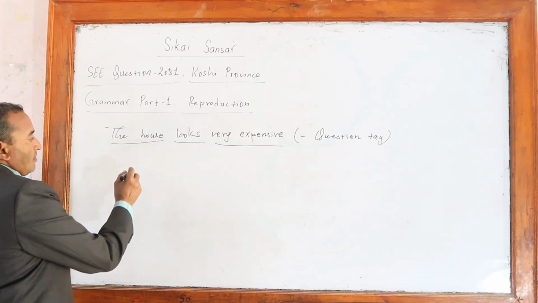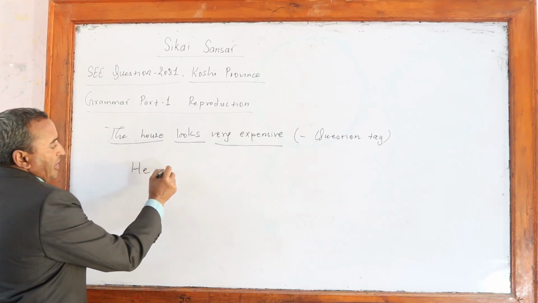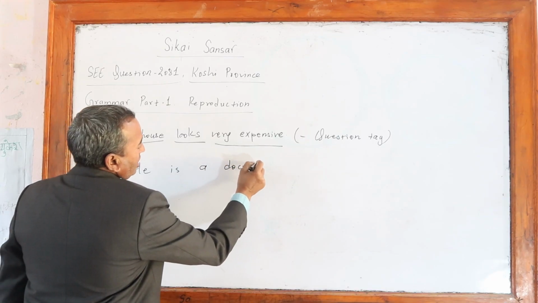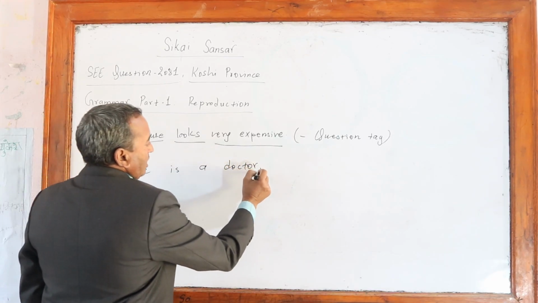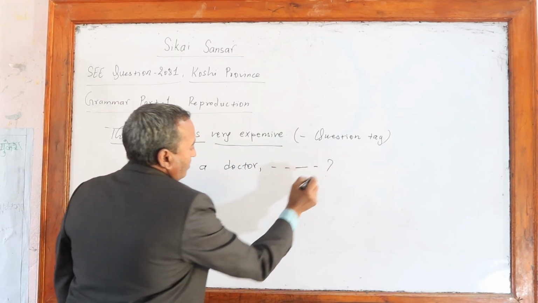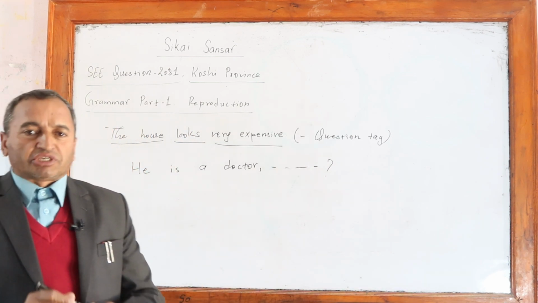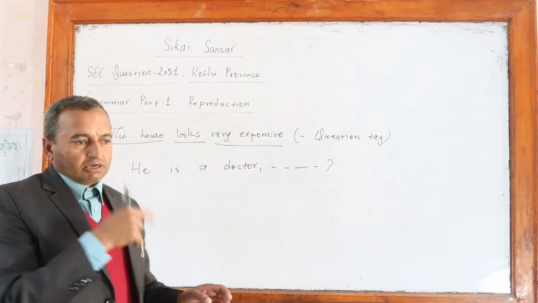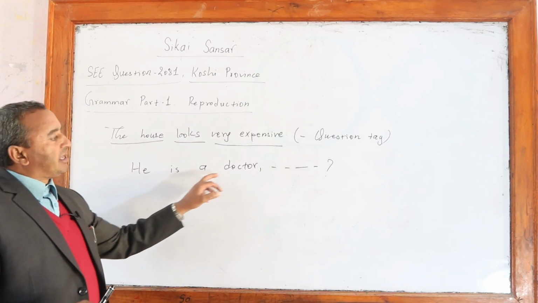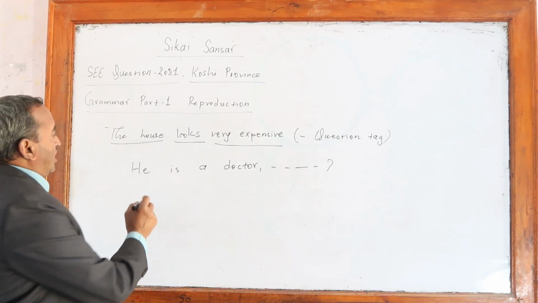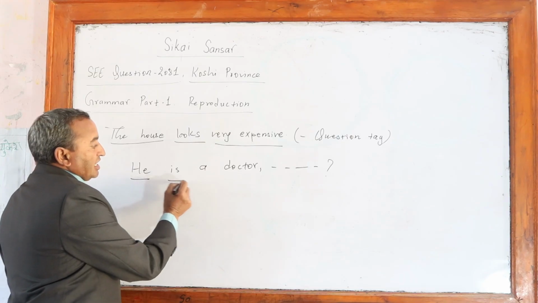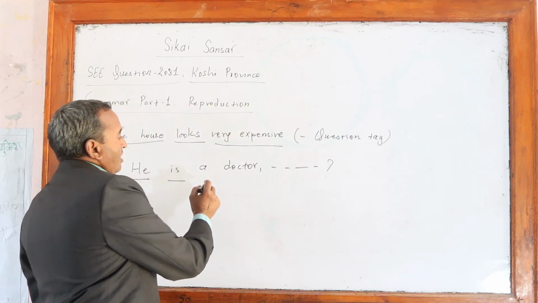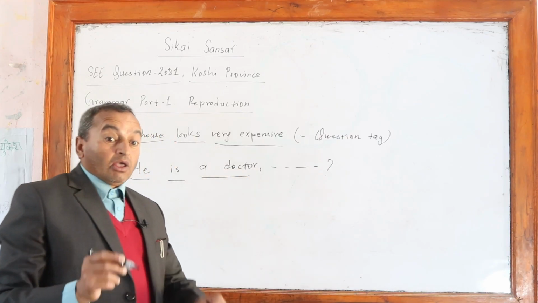Look, he is a doctor. It is a question for supplying a question tag. Dear students, look on the board. He is a doctor. Here, he is the subject. Is is the main verb as well as the auxiliary verb. So is is here, and doctor is the object.